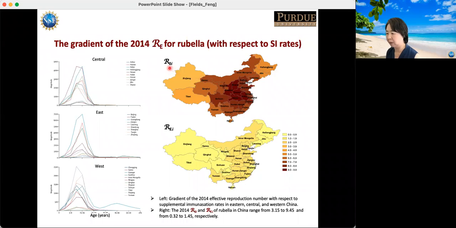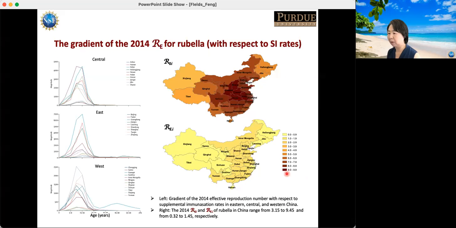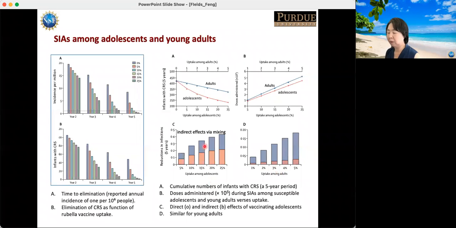And you can also look at this map, both R0 and RE. So this is for individual locations. And you can see the magnitude, right, with different locations, different populations. Okay, and then if we use this information, you identify through gradient calculation the key groups, the groups that contribute more to the disease cases. Then you can focus on those groups and target them for the vaccination efforts, right? Both age groups and spatial locations.